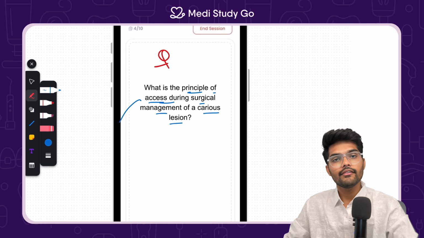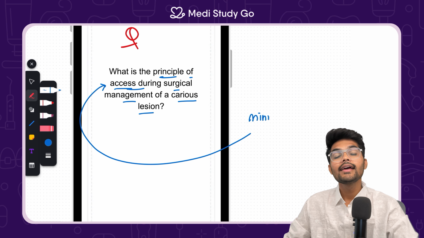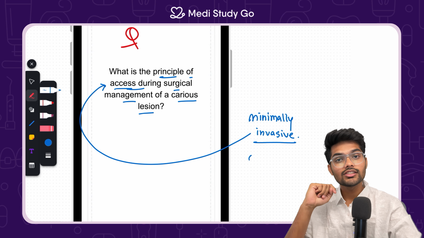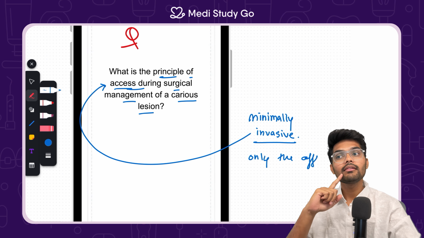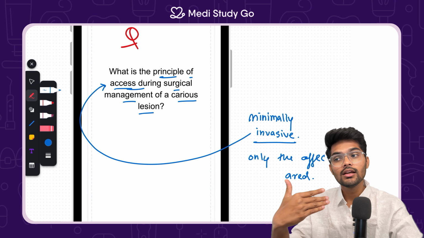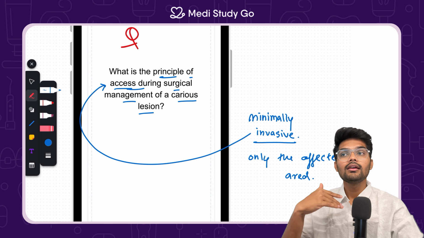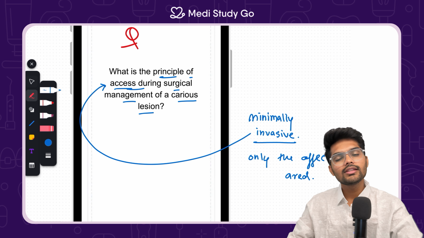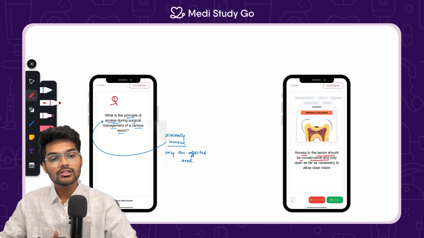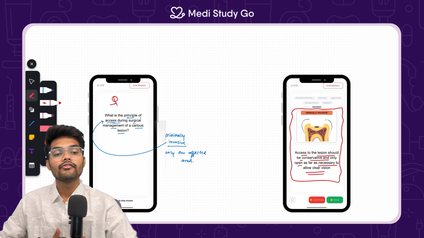The first question we have is, what is the principle of access during surgical management of a carious lesion? Now whenever we hear the words access and caries excavation, we definitely need to think about being minimally invasive. We need to prepare only the tooth surface enough for us to have access to the infected or affected dentin, and just enough for our restorative material to go inside. So these are the few points. Let us look at the answer. Access to the lesion should be conservative and only open as far as necessary to allow clear vision.